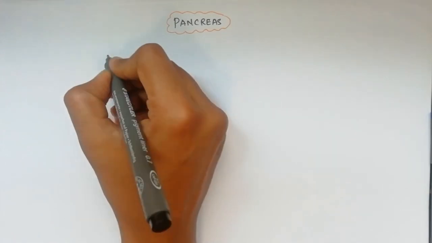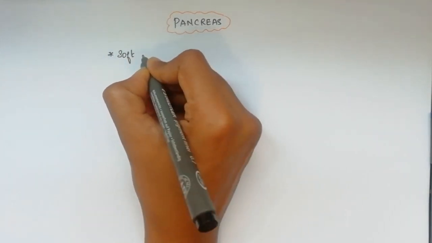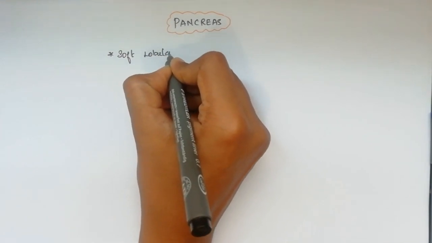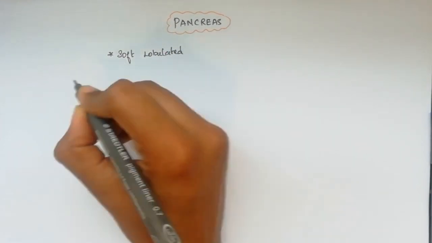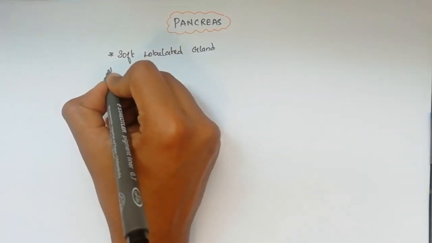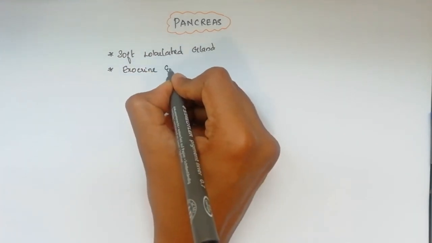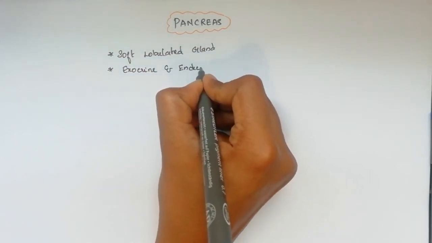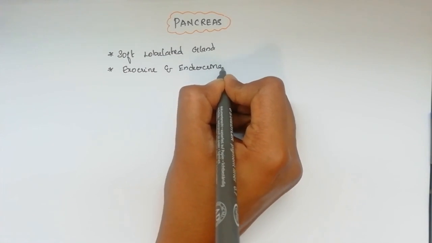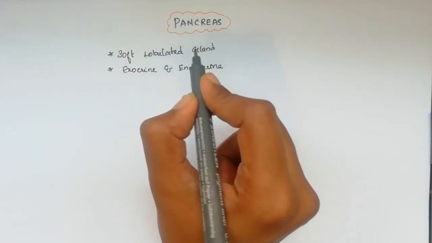So here we have some general features of the pancreas. It is a soft lobulated gland, having many lobules in it, which is going to secrete both exocrine and endocrine secretions. Both the exocrine and endocrine parts are seen in the pancreas, and it is a soft lobulated gland.